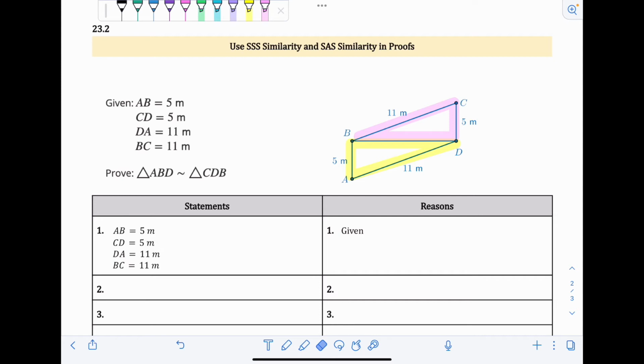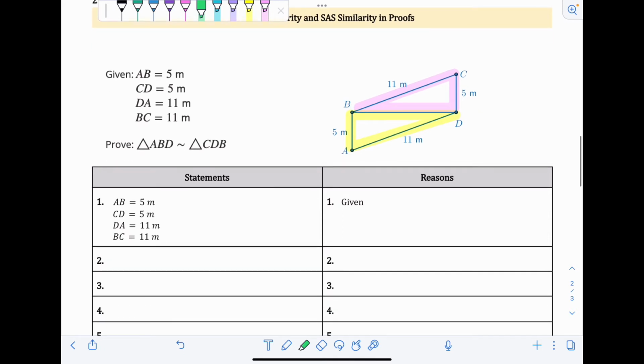So we already have 2 pairs of sides that we know are equal to each other, like the 2 5s and the 2 11s. And then looking at the figure, it looks like the third side is a shared side, so we know that that's going to be the same length. We'll just have to show it in a proof. So we always start with whatever is given to us. So AB is equal to 5, CD is equal to 5, DA is equal to 11, and BC is equal to 11 meters as well. And the reason is that's given.